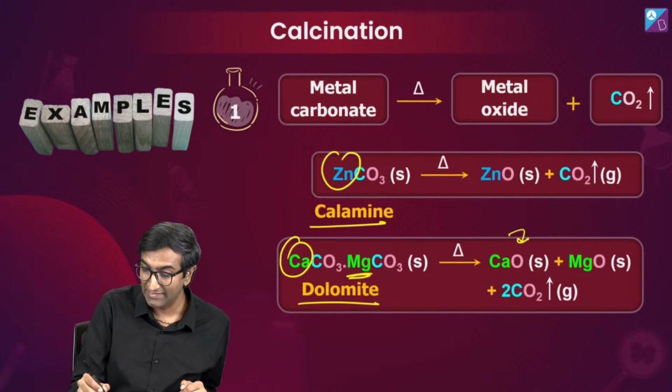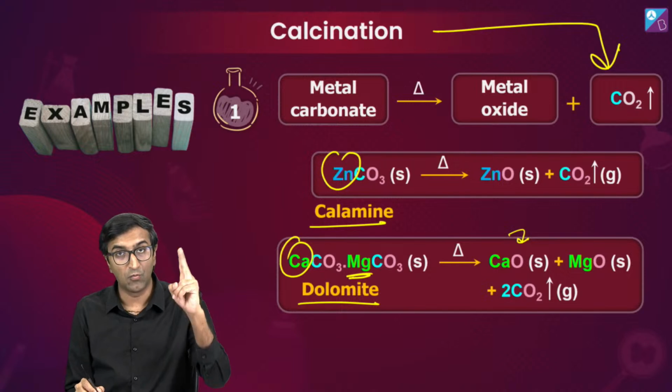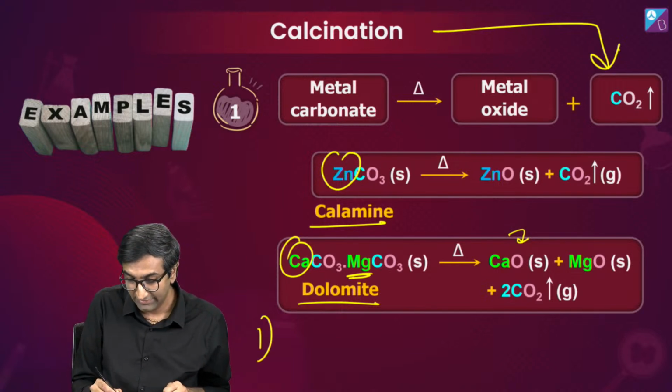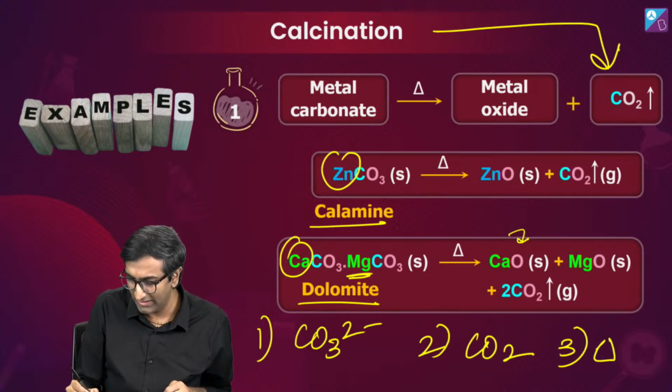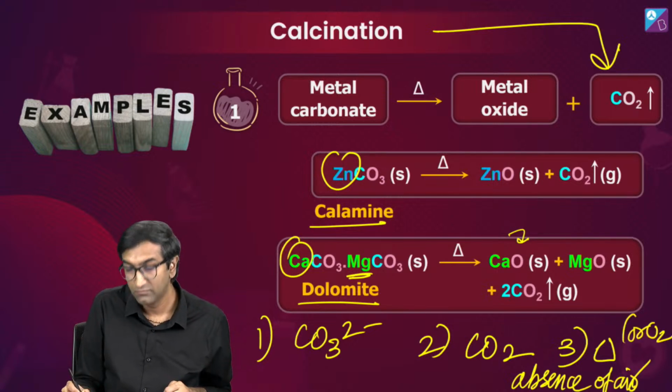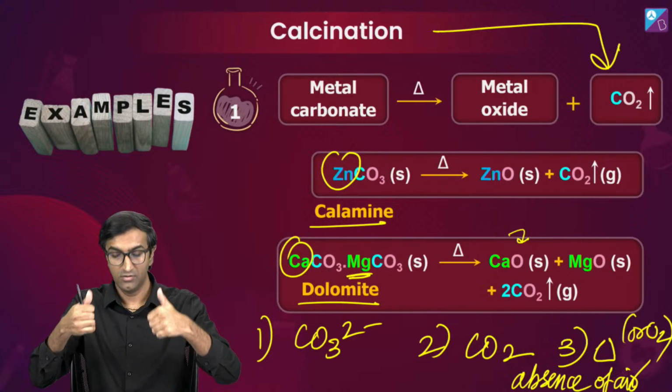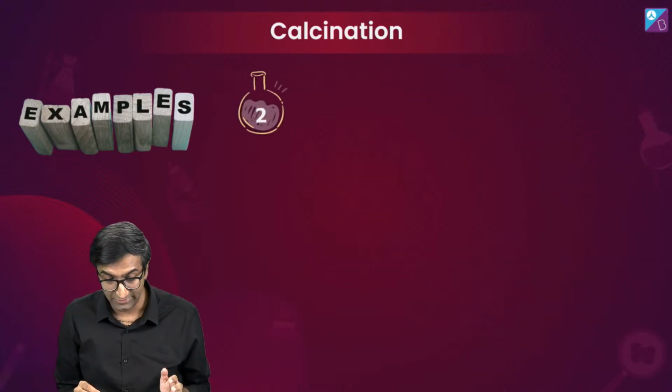Along with this, in calcination, carbon dioxide is given off. So two points in calcination. Point number 1, it usually involves carbonate ores. 2, CO2 is given off. And we'll say 3, you need to heat in the absence of air or O2. Cool? We good? That was calcination.